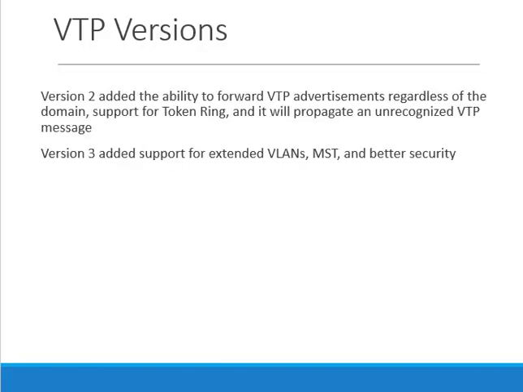Then we have 3 versions of VTP. Version 1 is the default version. In version 2, we added the ability to forward VTP advertisements regardless of the domain, so we talked about that earlier. Support for token ring, and it will propagate an unrecognized VTP message. Oh, and the consistency check. So when information is entered into the CLI or through SNMP, it will check.